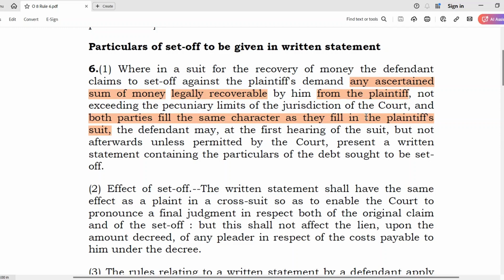Another important aspect of set off is that both the parties, the plaintiff and the defendant, should fill the same character. In both the transactions, the one where the main claim relates and the one to which the set off relates, both transactions should be of the same nature, and the character of the parties, in the sense the involvement of the parties, should be of the same nature. Let's take an example.